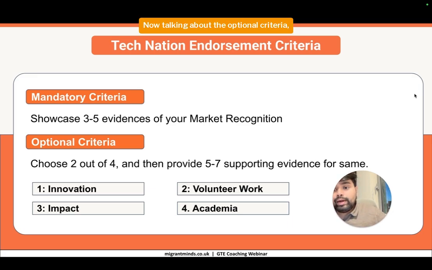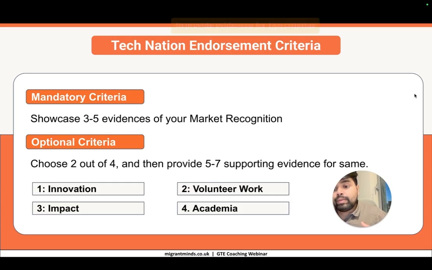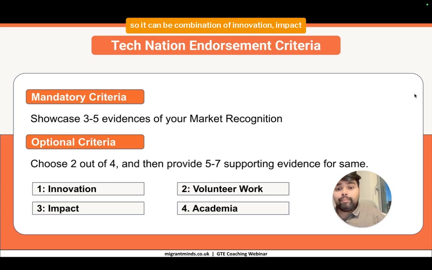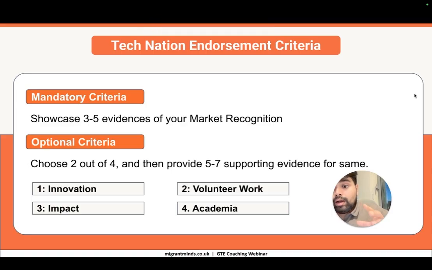Now talking about the optional criteria, you will have 4 optional criteria, out of which you need to provide evidence for 2 criteria. So it can be a combination of innovation, impact, volunteer work, academia and impact. It can be a combination of any of these 4, and you need to select 2 of them, and for those 2 you need to provide 5 to 7 supporting pieces of evidence. So overall it becomes 10 pieces of evidence which you need to provide.